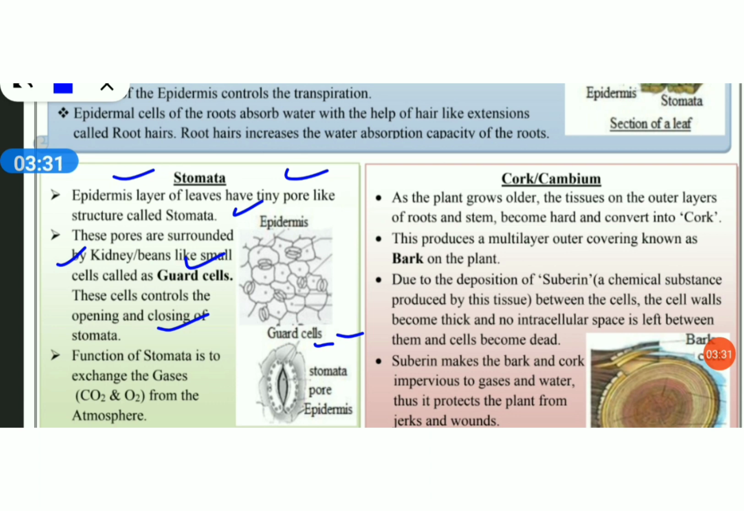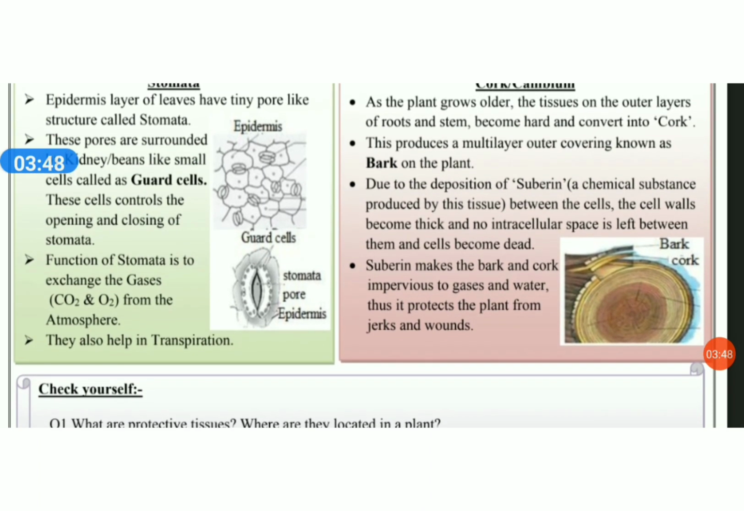Now the stomata have two functions. First, they help in the exchange of gases, that is carbon dioxide and oxygen from the atmosphere, and second, they help in transpiration. So this is all about stomata. Now let us see what is cork.